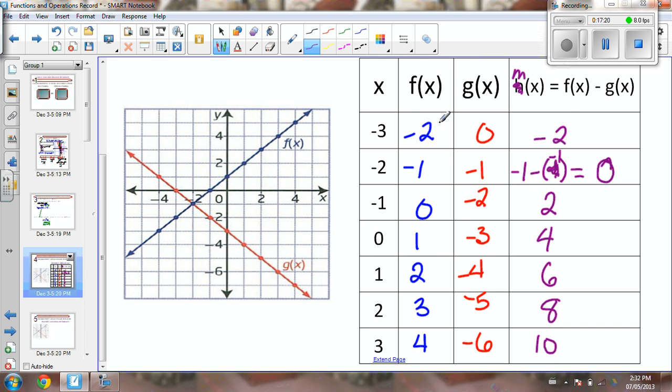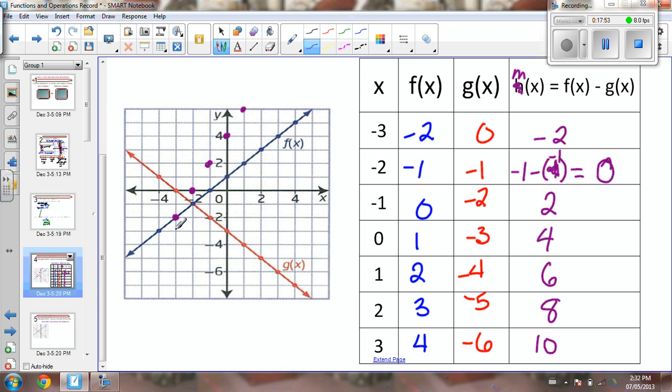I'm going to completely ignore my f of x and g of x and just say when x is negative 3, y is negative 2 for h of x. So 1, 2, 3, y is negative 2. When x is negative 2, y is 0. When x is negative 1, y is 2. When x is 0, y is 4. When x is 1, y is 6. And I've run out of room.